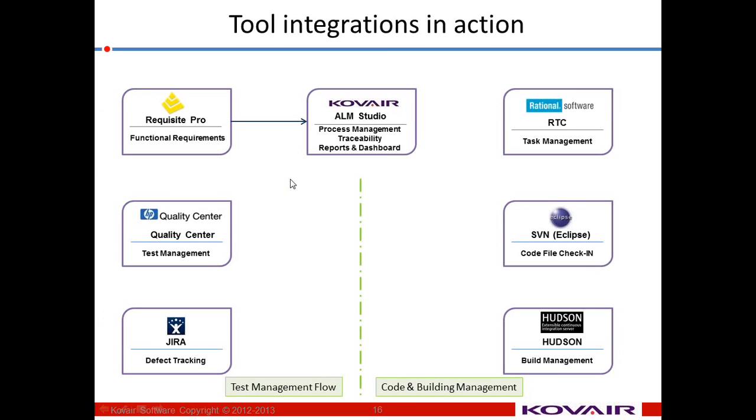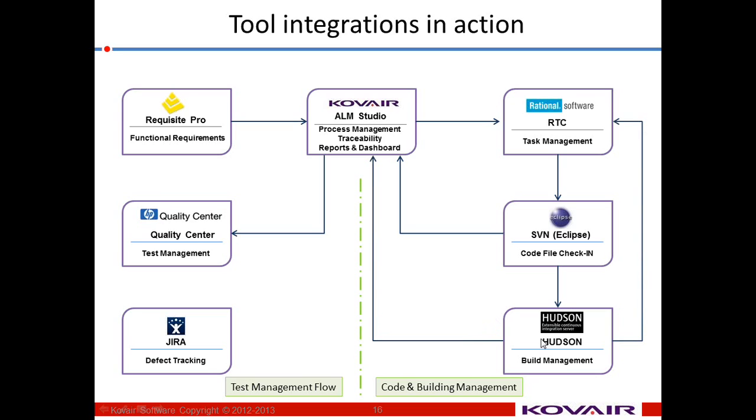It will be something like this: the Requisite Pro requirements will be added. They will flow to Covea. From there, they will be replicated into RTC as a task and also into Quality Center as a test lab. Then the code will be checked in to SVN, and that will be related to the RTC task. When the code is checked in, a build will be fired in Hudson, and this build will again give the feedback to RTC and Covea that the build was successful.